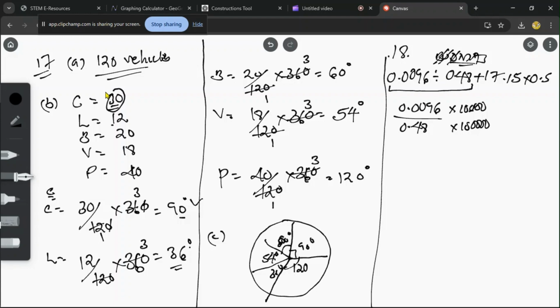So if I multiply here by 10,000, the decimal will move towards my right 4 steps, or in other words, it will go with the 4 decimals. 1, 2, 3, 4. So I remain with the 96. And here, the decimal moves towards my right again 4 steps, 1, 2, 3, 4.